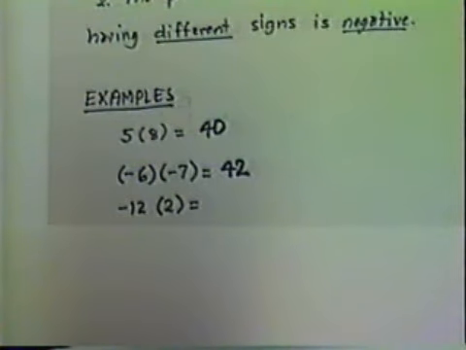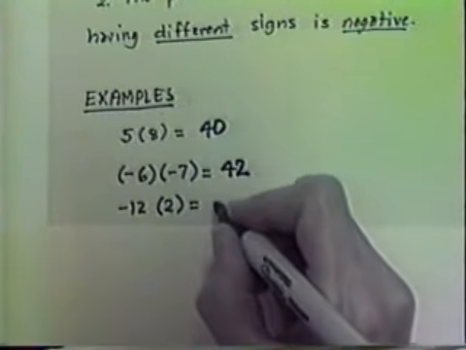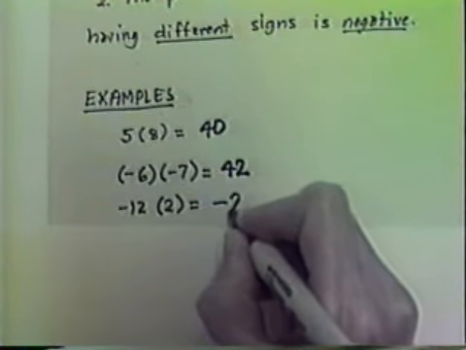Negative 12 times 2. These two numbers have different signs. Therefore, their answer is negative 24.